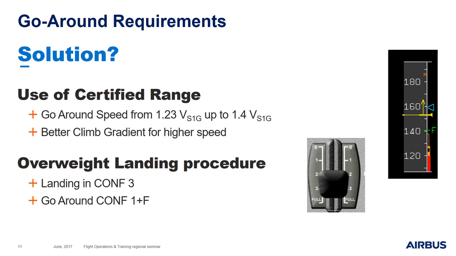In addition to this, for overweight landing, we have developed a specific procedure that enables us to use configuration 1 plus F for go-round when landing in configuration 3. The use of a lower configuration will also permit us to achieve a better climb gradient.